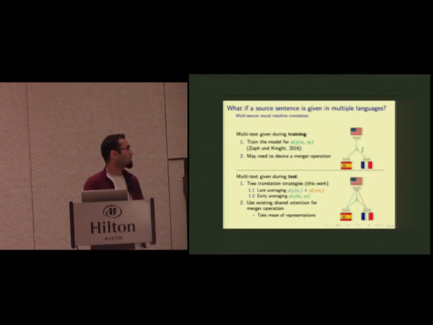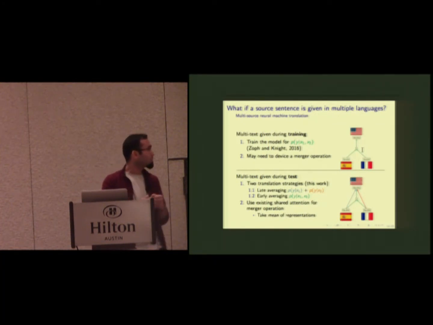So we came up with two strategies, actually three strategies, that can exploit this multi-text only during test time. We came up first with late averaging, which is basically a model ensemble. You can translate from Spanish to English and French to English and then take the average of the probabilities.